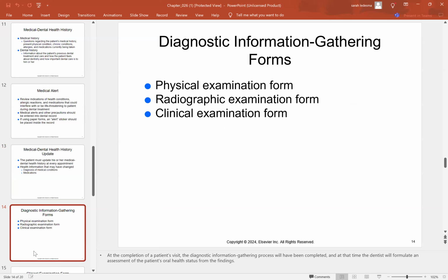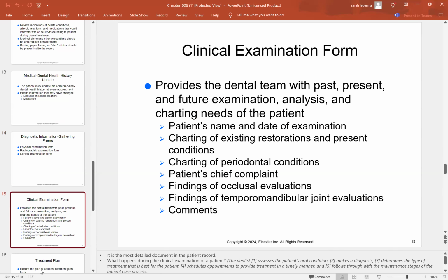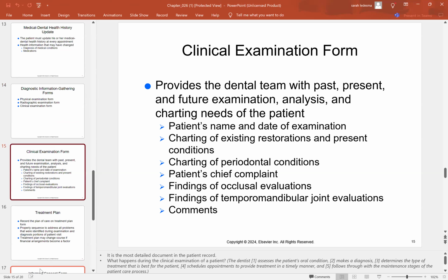Diagnostic information gathering forms include physical examination form, radiographic examination form, and clinical examination form. The clinical examination form provides the dental team with past, present, and future examination, analysis, and charting needs of the patient.